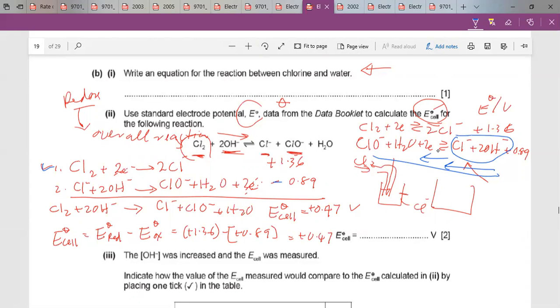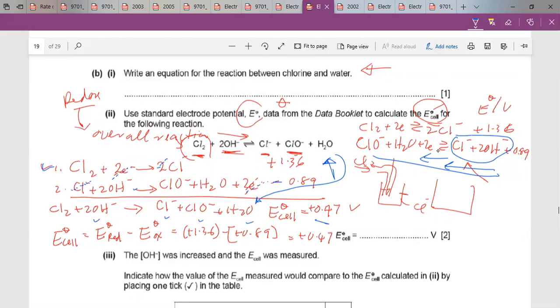So you can see here, this one is minus this one. So what's left behind is Cl2 plus 2 OH minus giving you Cl minus here, and ClO minus here, and plus water, which is this equation. You can see it gives nicely. This is the overall equation. And of course, your E cell is just the sum.